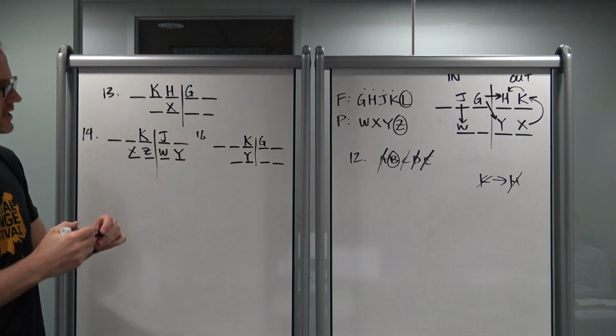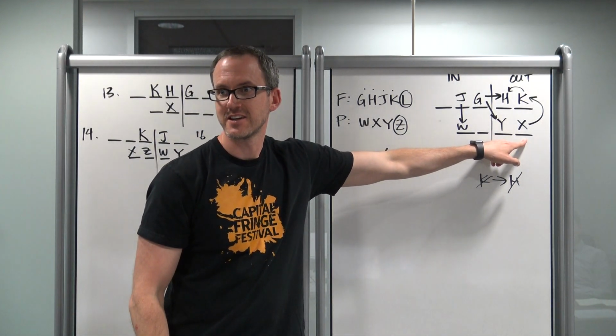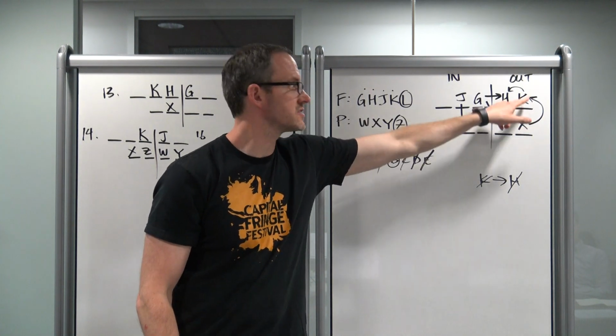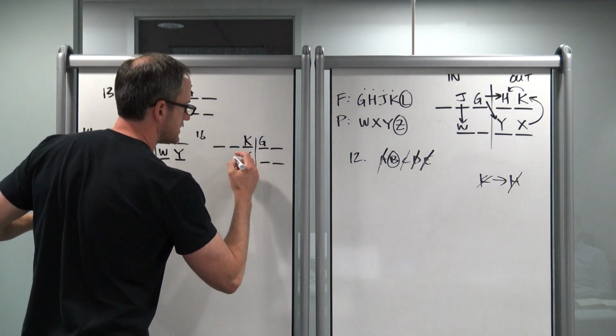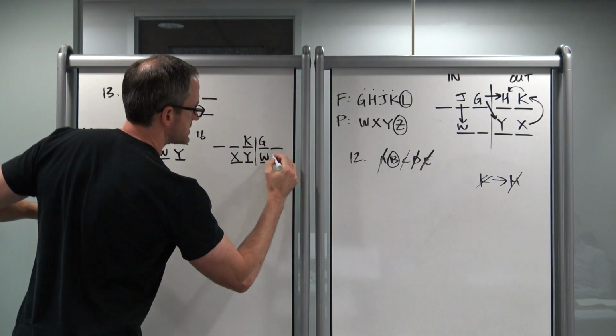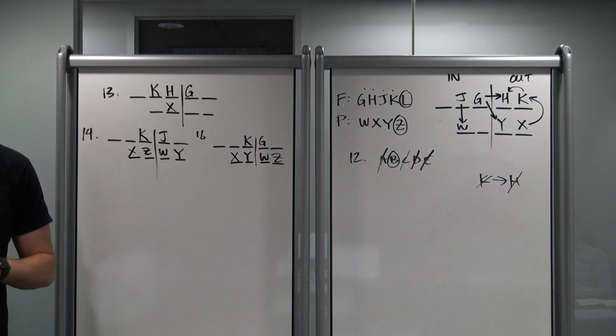Okay, and so then I come back here and I say, wait, well can I put X here? Can I put X in the slot? No. No, because then K would have to go there, right? So I now know that X is in, which means, of course, that W and Z are going to go out. And if W and Z are out, J is out.